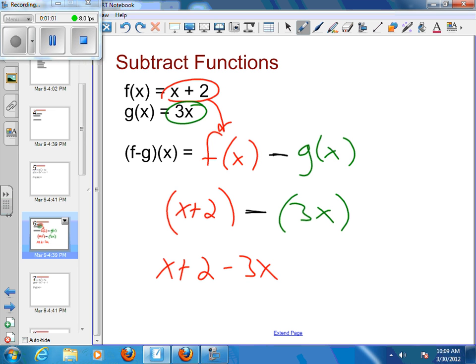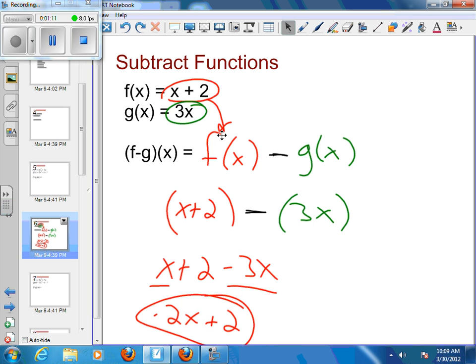I can combine my like terms. I've got an x minus 3x, which is minus 2x, and plus 2. And so that would be my final answer, negative 2x plus 2.